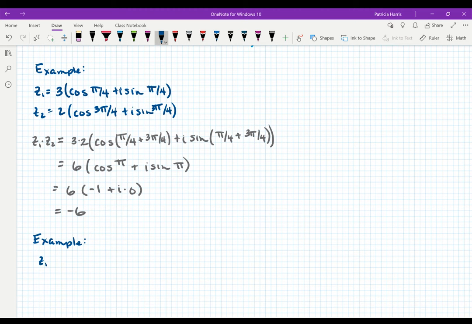All right, let's try another one. So z1 is 7, let's say, cosine 3 pi over 2 plus I sine 3 pi over 2. And then z2 is 3 cosine pi over 2 plus I sine pi over 2.